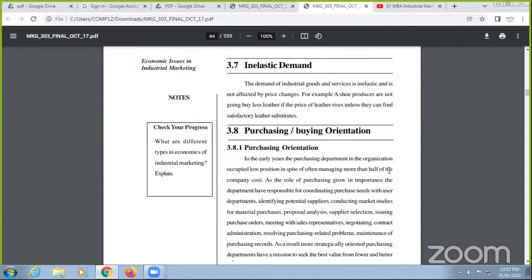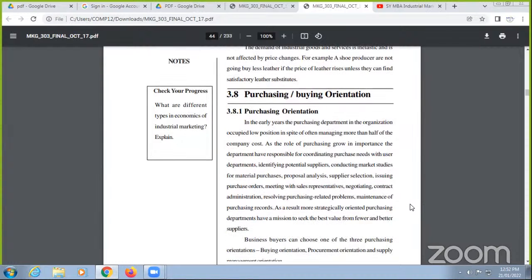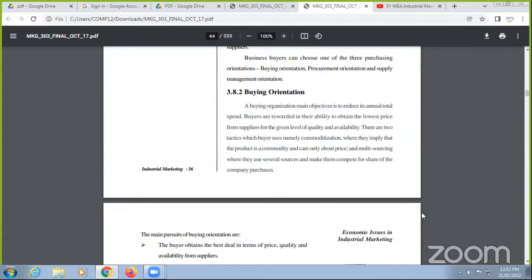Next is purchasing and buying orientations. Purchasing orientation means that as the role of purchasing grows in importance, the departments become responsible for coordinating purchases with the user departments, identifying potential suppliers, conducting market studies for material purchase, proposal analysis, supplier selection, issuing purchase orders, meeting with sales representatives, negotiating contracts, administration, resolving purchasing-related problems, and maintaining purchasing records. As a result, more strategically oriented purchasing departments have a mission to seek the best value from favored and better suppliers. Buying orientation: a buying organization's main objective is to reduce its annual total spend.